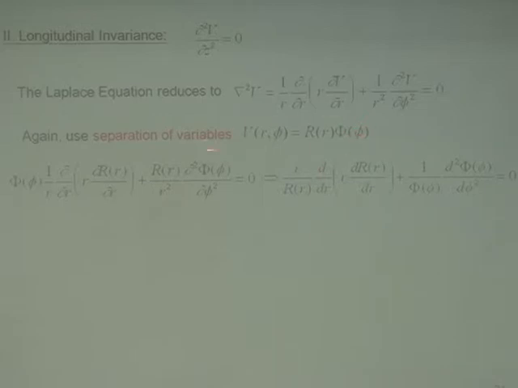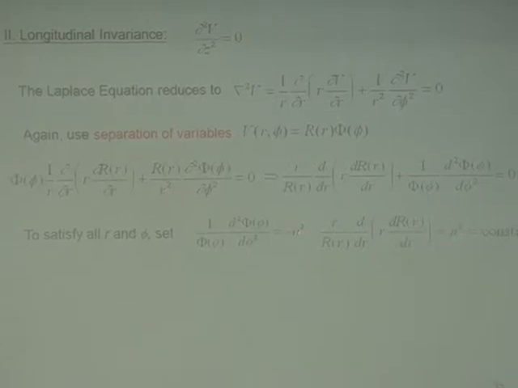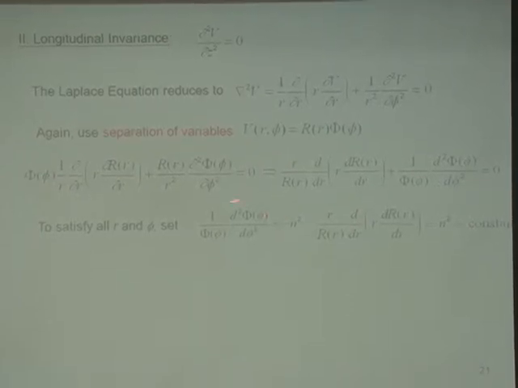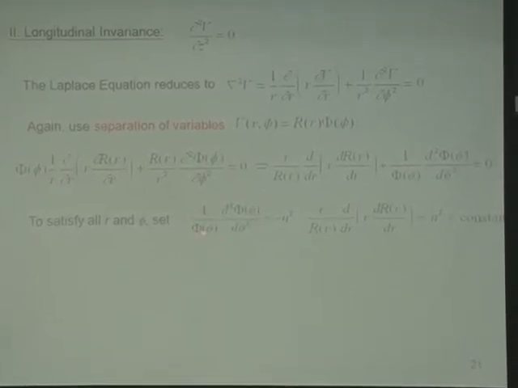Okay, so with this separation of variables, you can separate them into two equations connected by an eigenvalue n. This n here is an integer. Why? Because the solution must be sine or cosine.